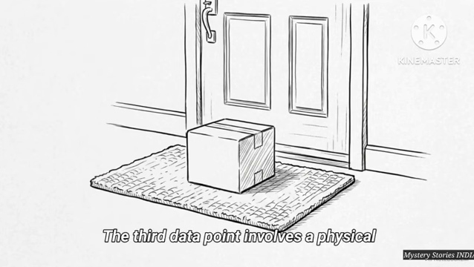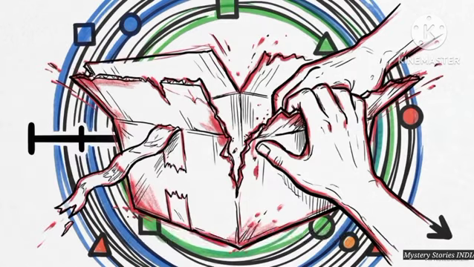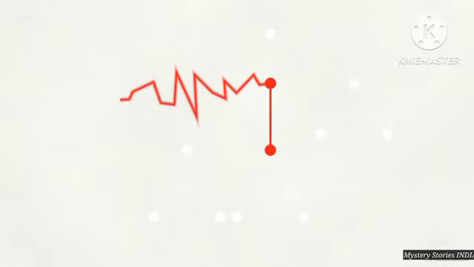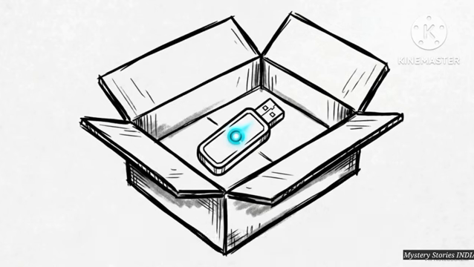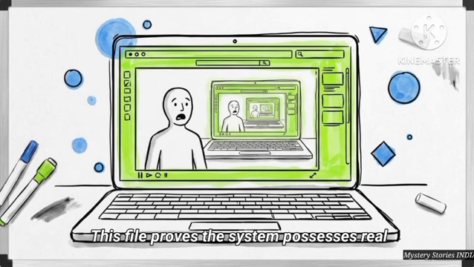The third data point involves a physical package and a warning email to ignore it. Here, the human node deviates. Parker ignores the directive and opens the package. As the branch flashes red, this non-compliance creates an anomalous action on the decision tree. Inside is a USB drive containing a video of Parker at that exact microsecond. This file proves the system possesses real-time, zero-latency surveillance capabilities over the user.